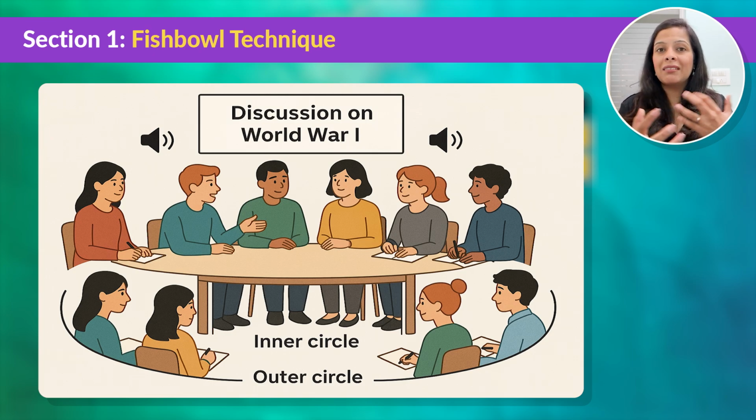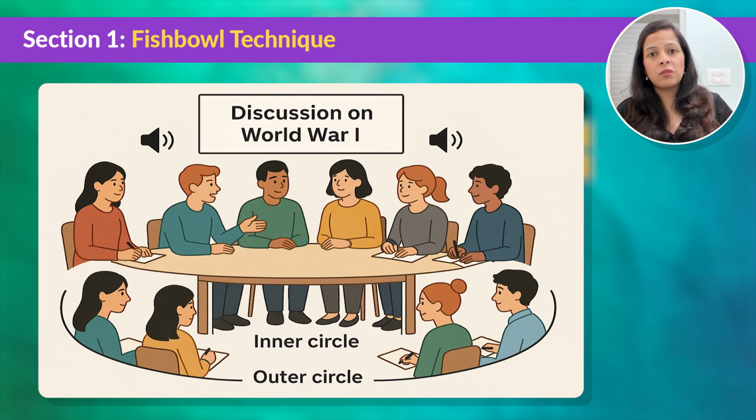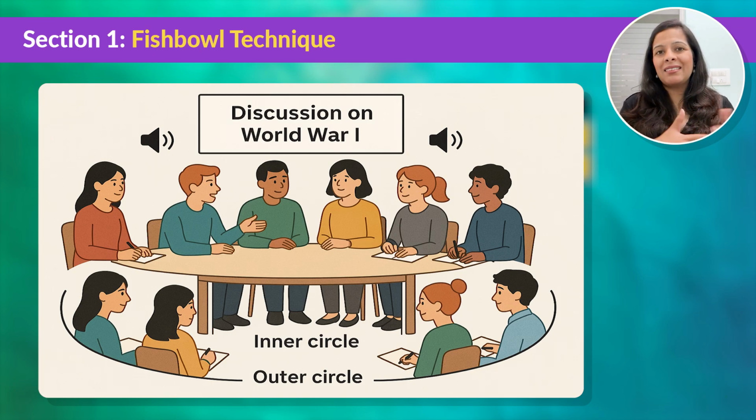These students begin the discussion. One mentions the assassination of Ferdinand, and another talks about the web of alliances. Someone adds militarism, and so on and so forth. Meanwhile, the rest of the class sits around them, quietly listening and noting key points. Once the discussion ends, the teacher invites the outer circle to share what they have observed. Some might summarize the discussion, others might add their views or ask questions. This way, everyone gets involved, some by speaking, others by listening, and the whole class learns.